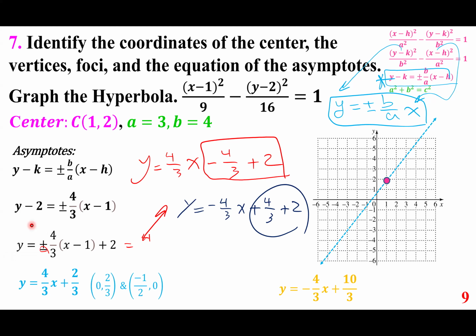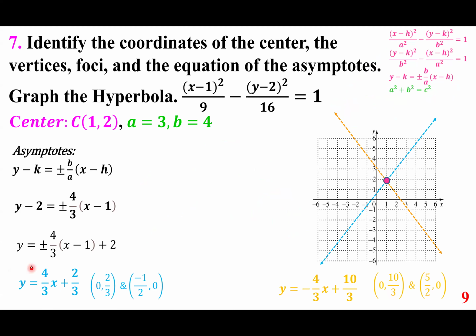Which means I have (0, 10/3) as the y-intercept. And if I set y equal to 0, minus 4x becomes 10, it becomes 5 halves, so (5/2, 0). Again, use these two points, draw the other asymptote, and I'm going to erase my work because I need the room.